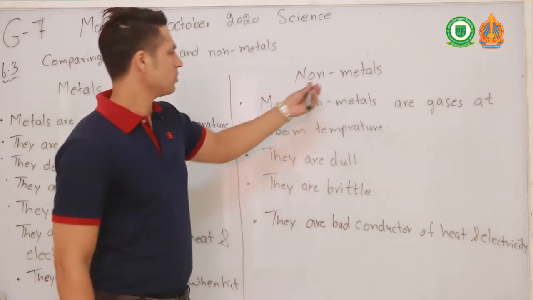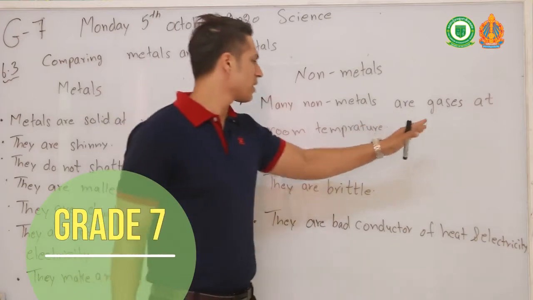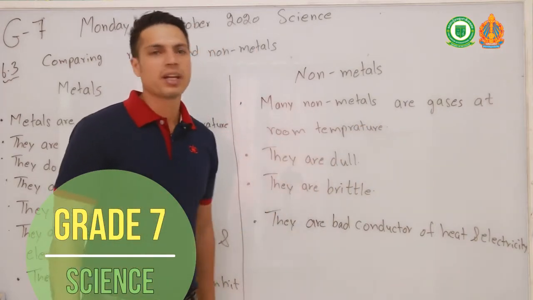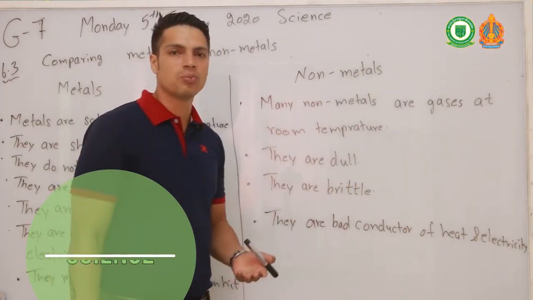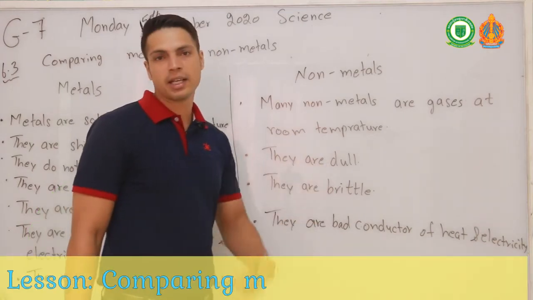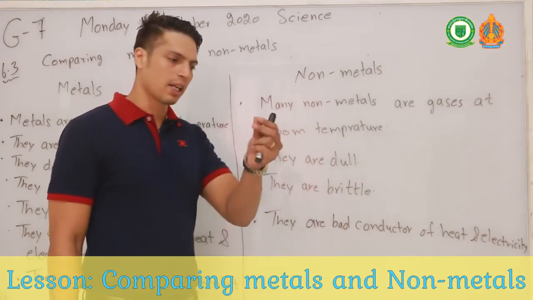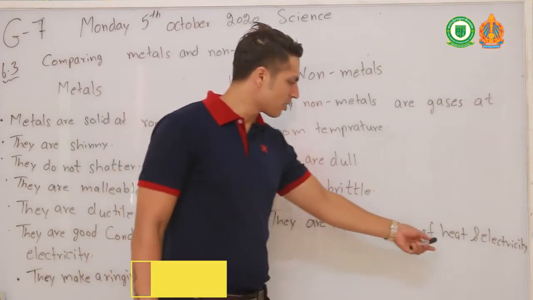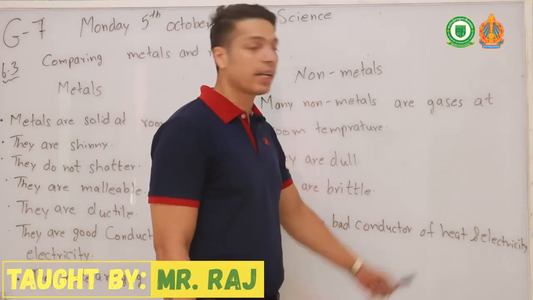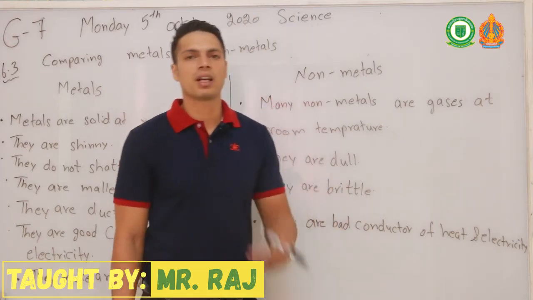Many non-metals are gases at room temperature. They are dull, they do not have a shiny surface. They are brittle, like powder. They are bad conductors of electricity and heat.